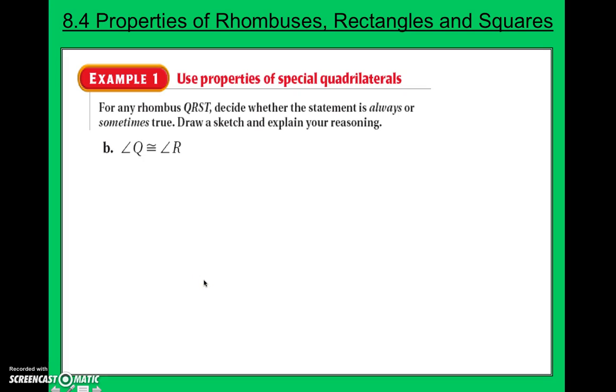For any rhombus QRST, decide whether the statement is always or sometimes true. Draw a sketch and explain your reasoning. Angle Q is congruent to angle R. Well, if we draw this picture, I think we are going to see that there are a couple different possibilities.